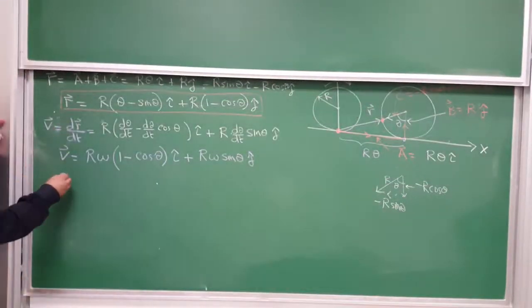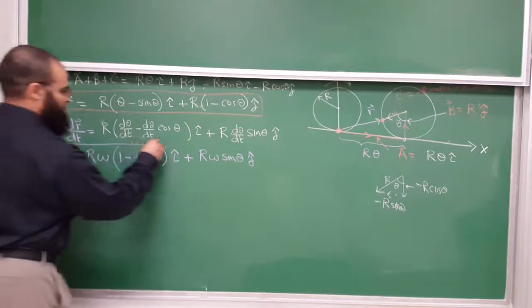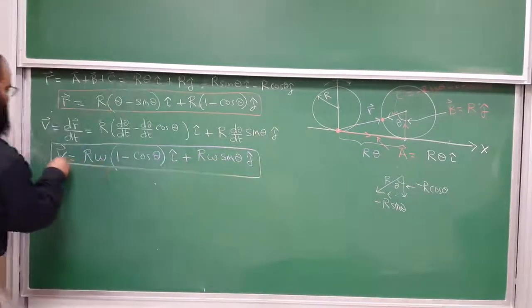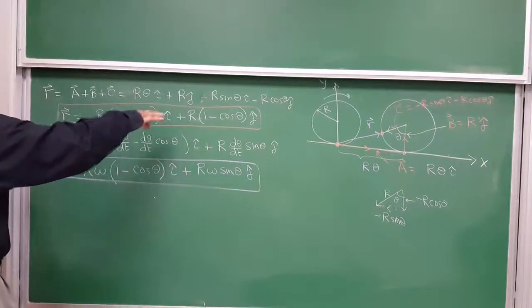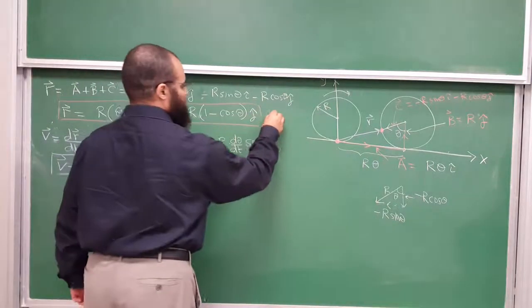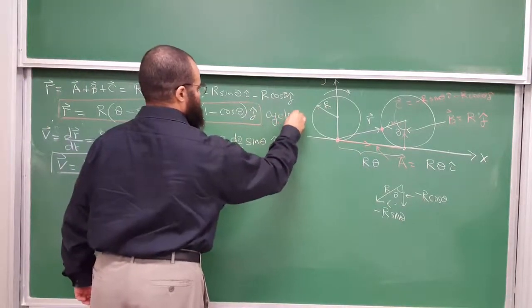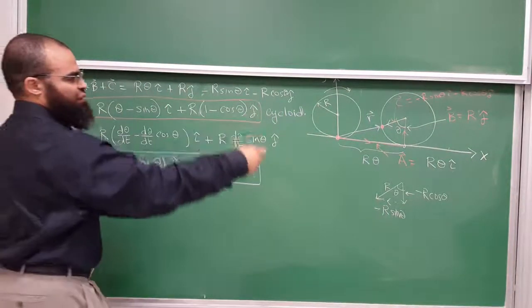Well, let's see. Let me circle this because it's an important equation. By the way, this parametric equation is called the cycloid curve. You can look it up, cycloid. It traces a curve called the cycloid. It looks like this.